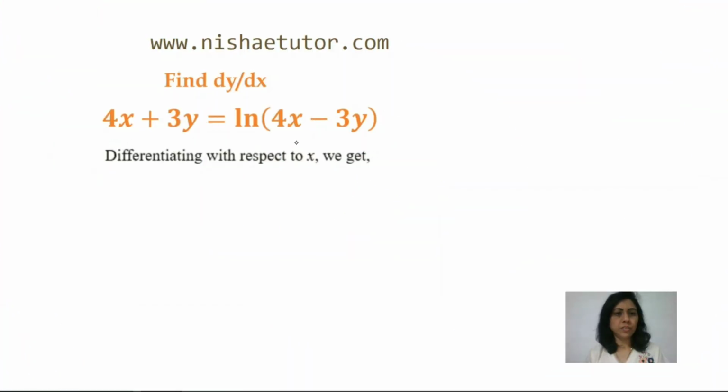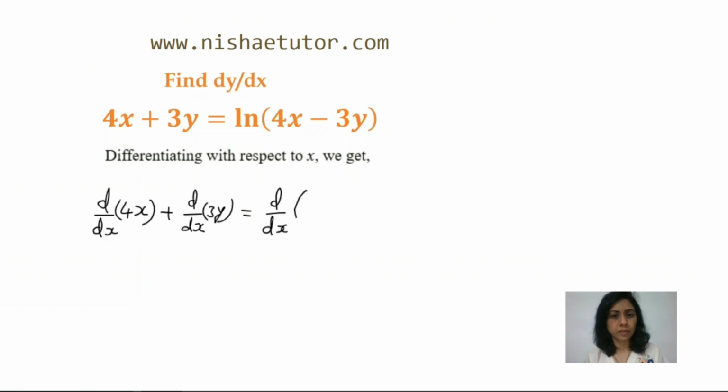Here, differentiating with respect to x, each term is differentiated with respect to x. So d upon dx of 4x plus d upon dx of 3y is equal to d upon dx of ln(4x minus 3y). Here we will use the chain rule.